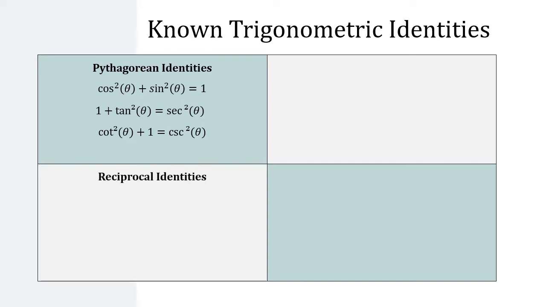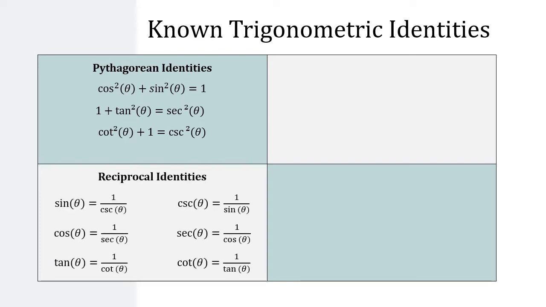We've also seen the reciprocal identities where the sine of theta is equal to 1 over the cosecant of theta, or the cosecant of theta is equal to 1 over the sine of theta. This goes on for cosine and secant and tangent and cotangent. No matter what the angle is, these will be equal.